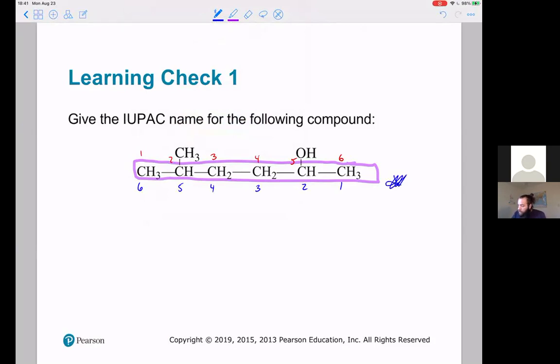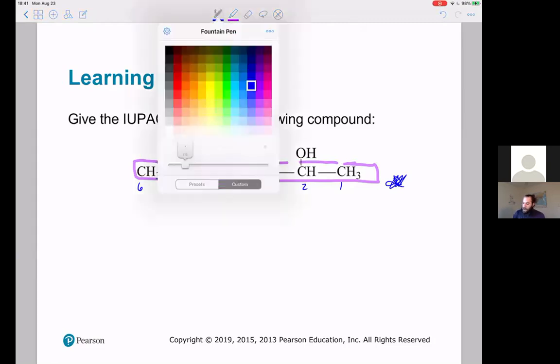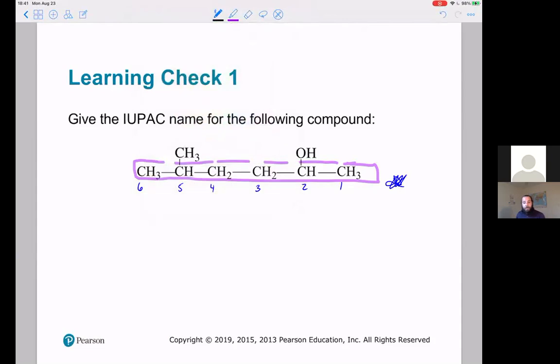So in this case, the blue numbering scheme is correct, because we're going to prioritize giving the lowest number to that alcohol. So that means that now our methyl group is sitting at carbon 5. So this would be 5-methyl, 2, and then we have 6 carbons in our parent chain, so hexanol.